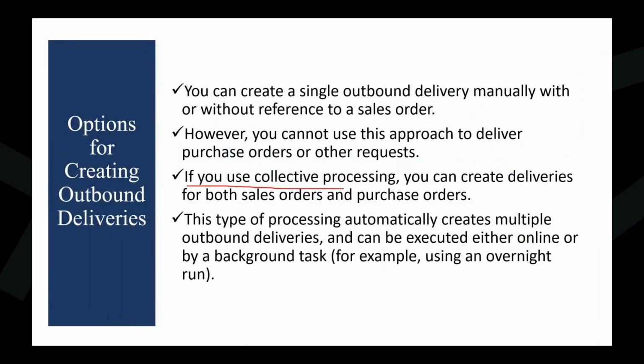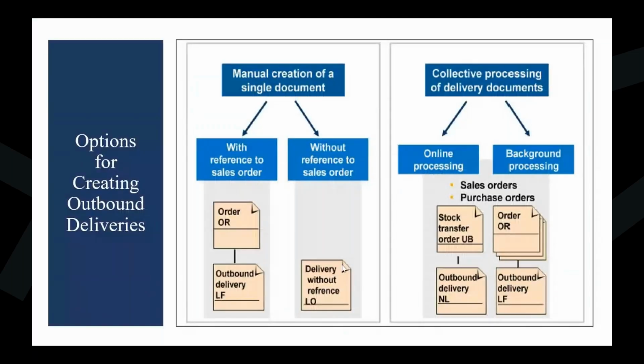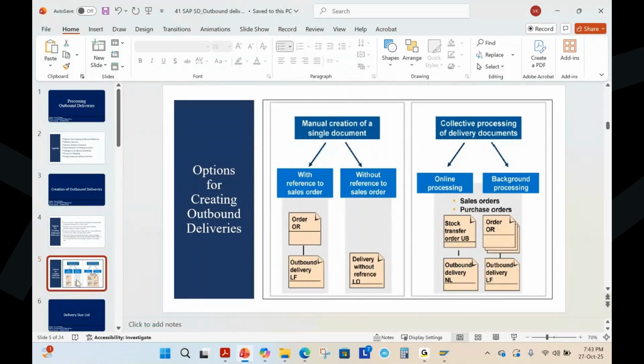If you use collective processing, you can create deliveries for both sales orders and purchase orders. Okay, this type of processing automatically creates multiple outbound deliveries and can be executed either online or by a background job. Okay, so that is another method. Now let me show you this one.